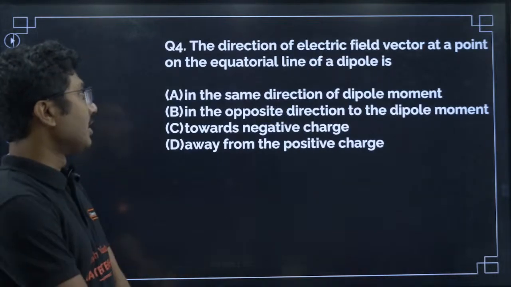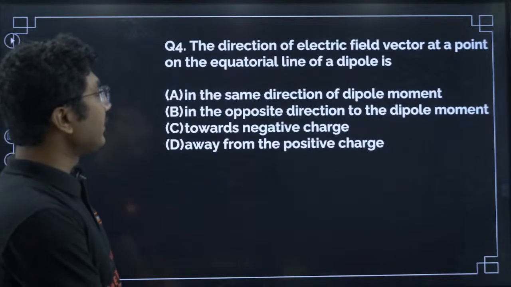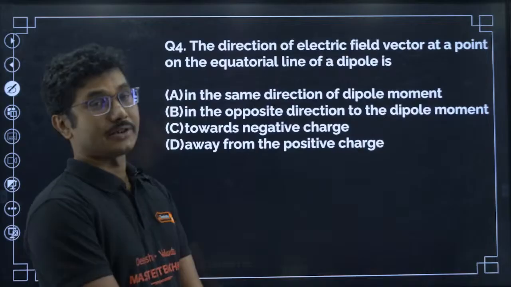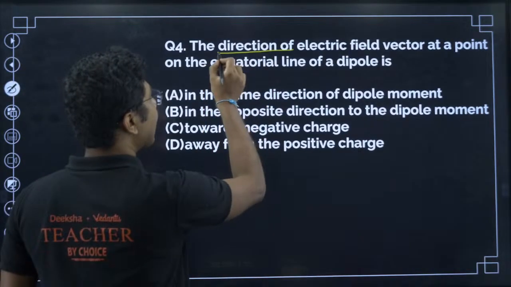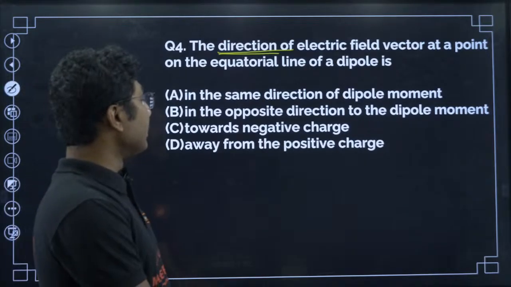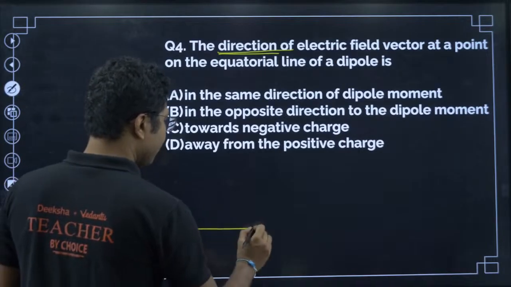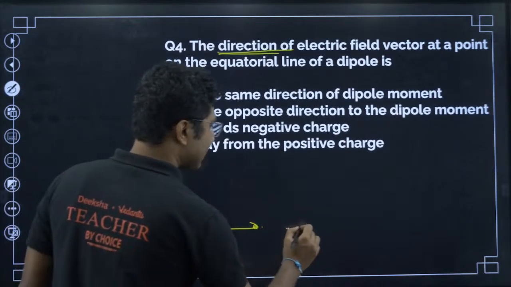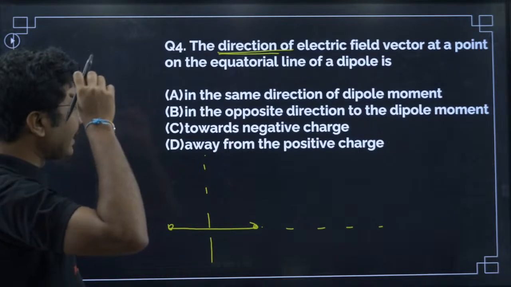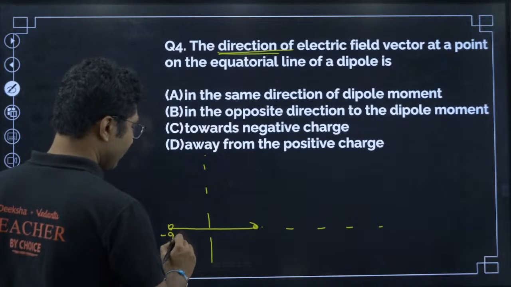Now next question: the direction of the electric field vector at a point on the equatorial line of the dipole is. So they are talking about the direction of the electric field vector at a point on the equatorial line of the dipole. Equatorial line means what? So this is the dipole, this is the axis and this is the equatorial plane. Suppose this is negative q, this is plus q.